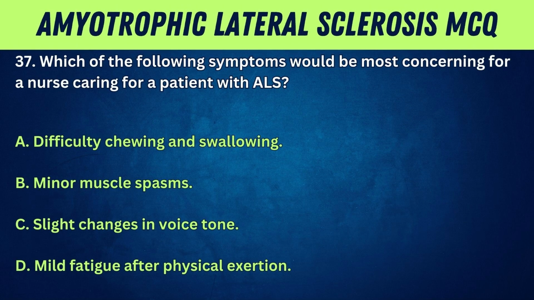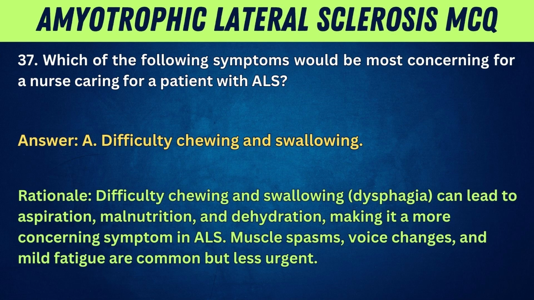37. Which of the following symptoms would be most concerning for a nurse caring for a patient with ALS? A. Difficulty chewing and swallowing. B. Minor muscle spasms. C. Slight changes in voice tone. D. Mild fatigue after physical exertion. Answer: A. Difficulty chewing and swallowing.